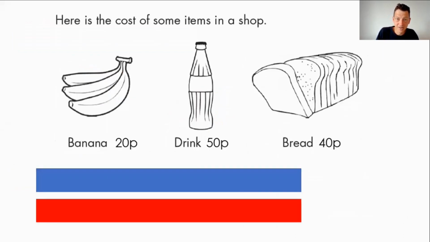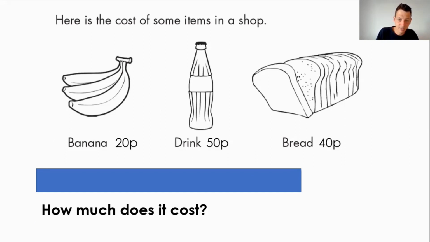Another example where I might use this technique. So here's the cost of some items in a shop. And then again, I could say, well, so what could the question be here? We could generate different possible questions. And let's say it was, how much does it cost? What information do you expect to see under there? What will we need to know to be able to answer that?